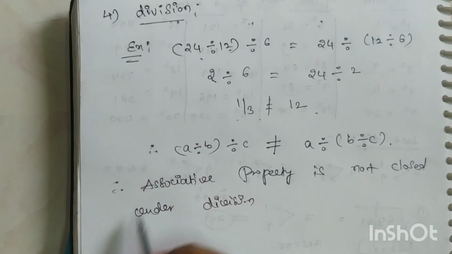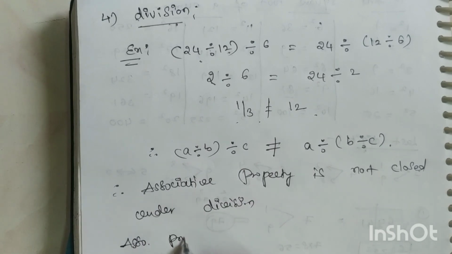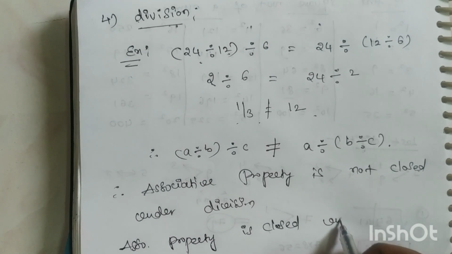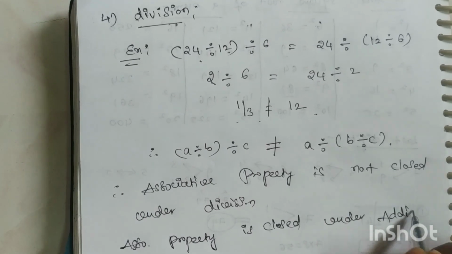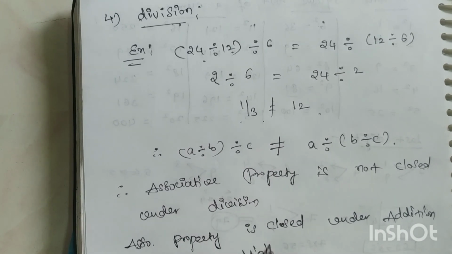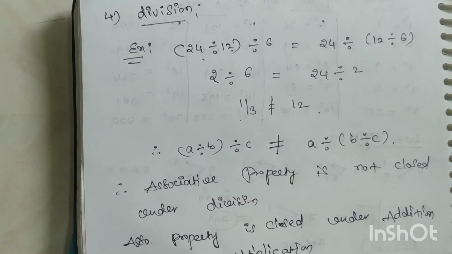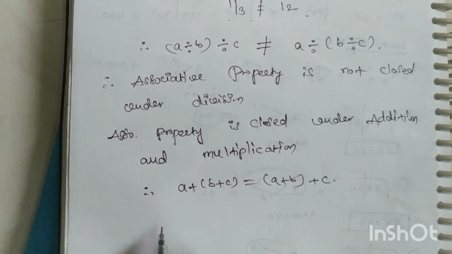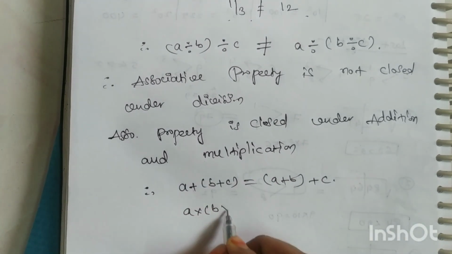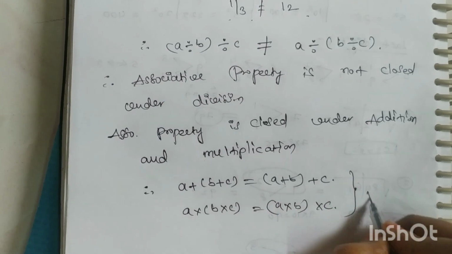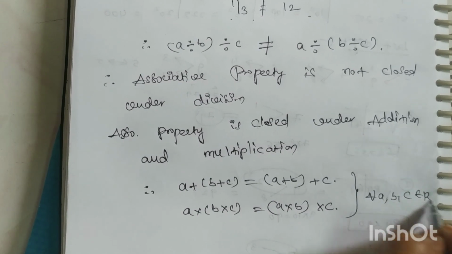So finally associative property is closed under addition and multiplication. So therefore addition: a + (b + c) = (a + b) + c, and multiplication: a × (b × c) = (a × b) × c, for all a, b, c belongs to R.